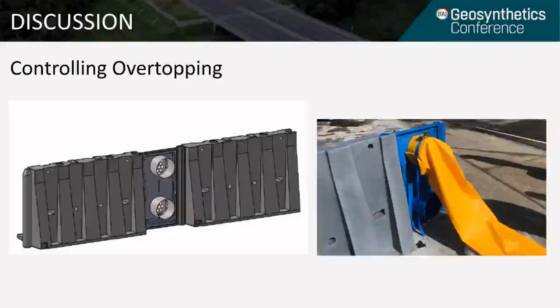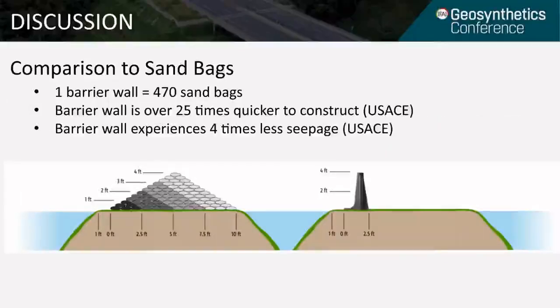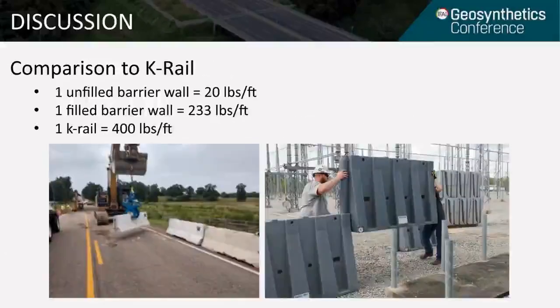We found the barrier wall product to be an effective alternative to traditional barrier BMPs such as sandbags and K-rail. For comparison, one 4-foot tall barrier wall is equivalent to 470 sandbags. In addition, the Army Corps of Engineers found the barrier wall product was 25 times quicker to construct and experienced 4 times less seepage compared to sandbags. Compared to K-rail, we found the barrier wall product to be easier and also greener to deploy because it did not require the use of heavy machinery. The barrier walls can be lifted and put into place by hand and then filled with water.